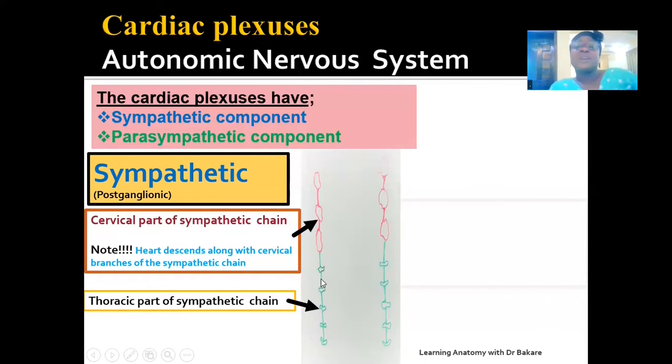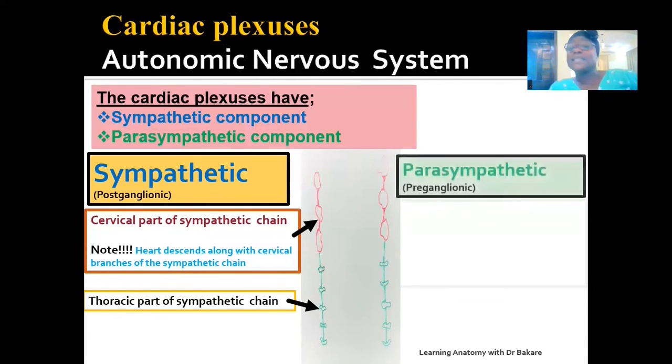And inferior to that, we have the thoracic region of the sympathetic chain. And this chain is a network that is created from below the skull down to the coccyx. So you see it extending downwards. And this is what gives supply to the sympathetic component of the cardiac plexus. As we have on the right, so also we have on the left. So this configuration is also presented on the other side. And this is what is said to provide the sympathetic component of the cardiac plexus.